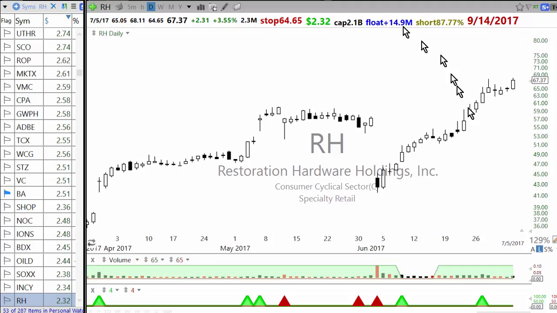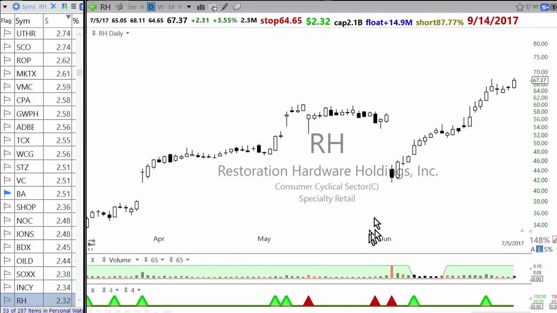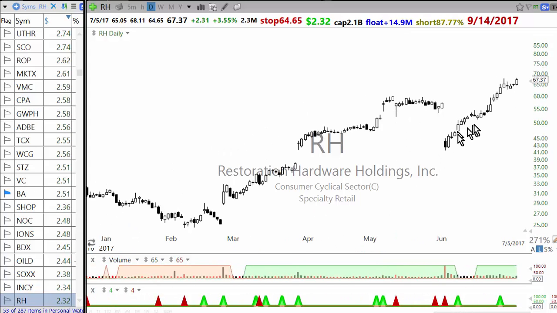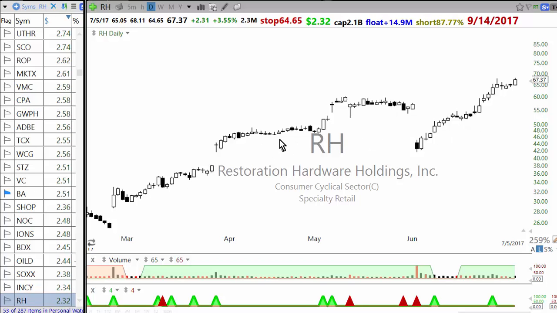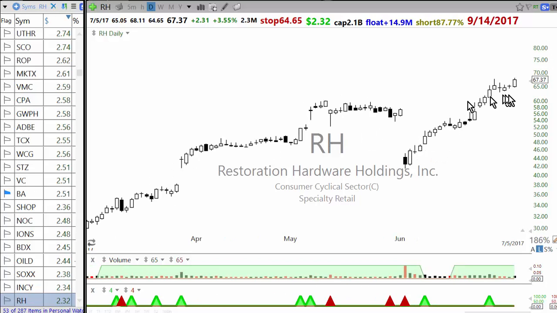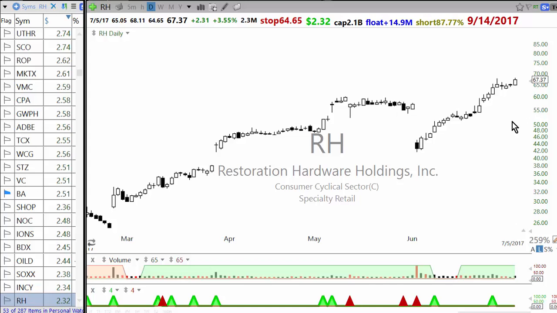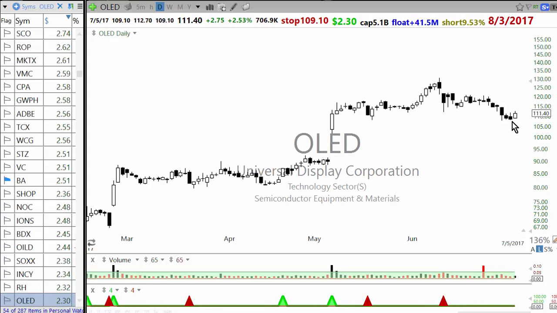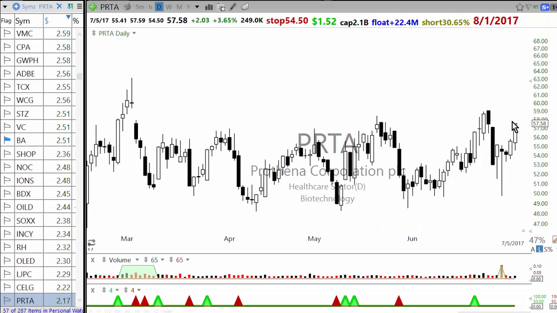The float is very small, 14.9 million, so maybe kind of a thing. Stock has been going up for some time, so it's not really a very young trend, so that's another consideration for me not taking something like this. It is a possible candidate, but not something which I bought.